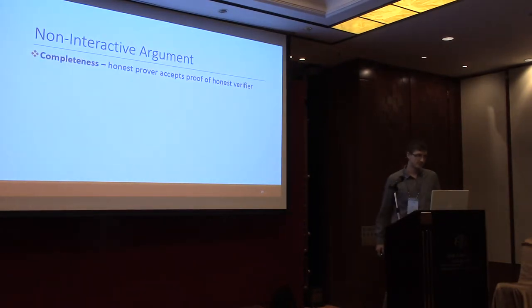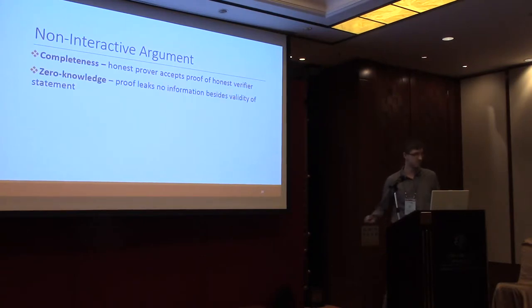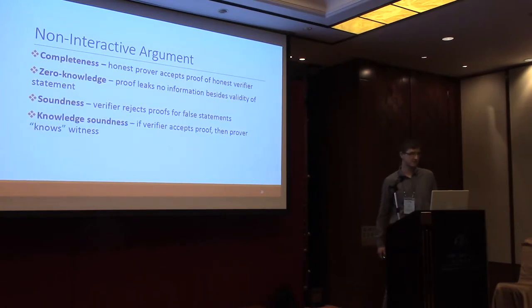So what's a non-interactive argument? We have two parties, a prover and a verifier. The prover generates a proof. If the prover is honest, then an honest verifier should also accept the proof. A non-interactive argument should be zero knowledge, meaning that it doesn't leak any information besides the validity of the statement. It should be sound, meaning that the prover cannot prove any false statements. And sometimes, additionally, we want knowledge soundness, meaning that if the verifier accepts the proof, then the prover should also know a witness for his statement.